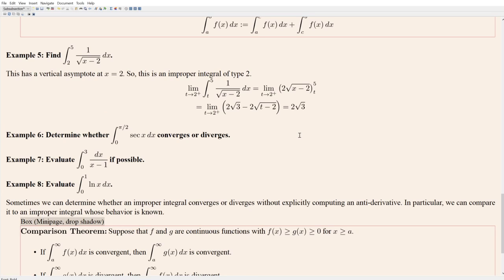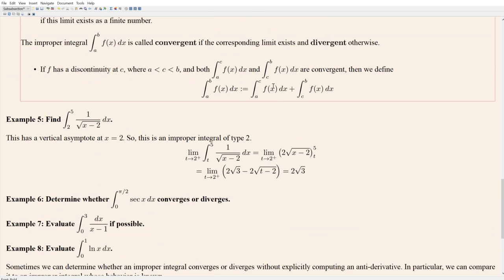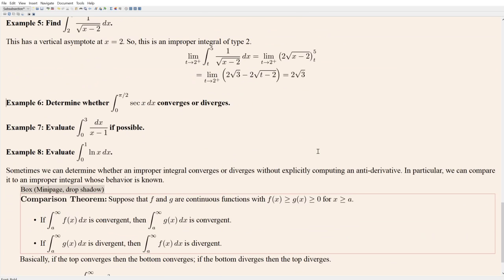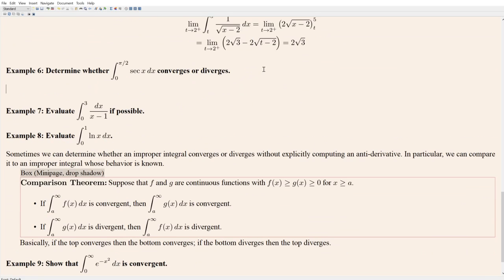So we're just pushing right up against the asymptote, but we're not integrating over it. Right? If we were integrating over it, then we would have to split it into two pieces, and then see what happens.